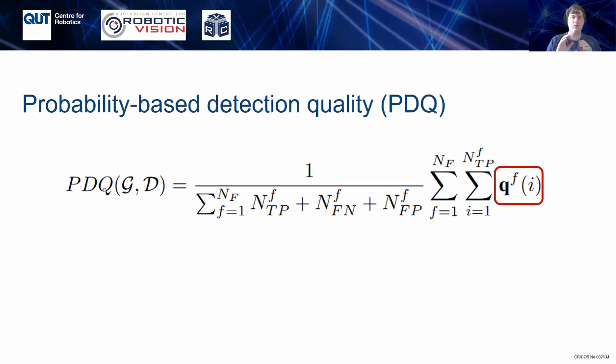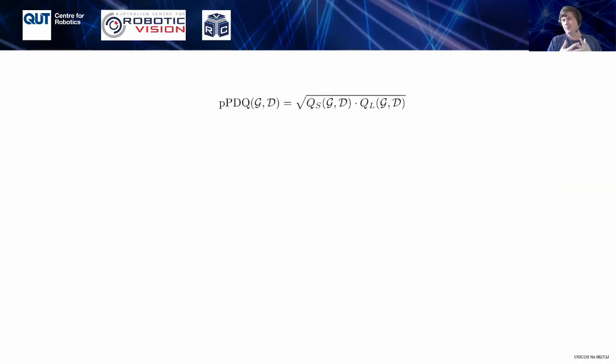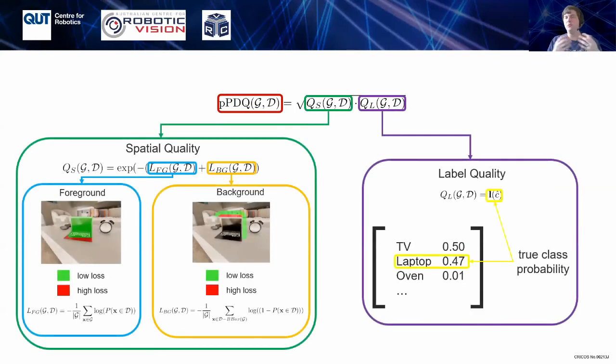So this quality score is what we refer to as the pairwise PDQ score, or PPDQ. And you can see that it is made up of two components. It is made up of spatial and label qualities. And these have their own formulations and ways about calculating them. And some of them even have their own subcomponents.